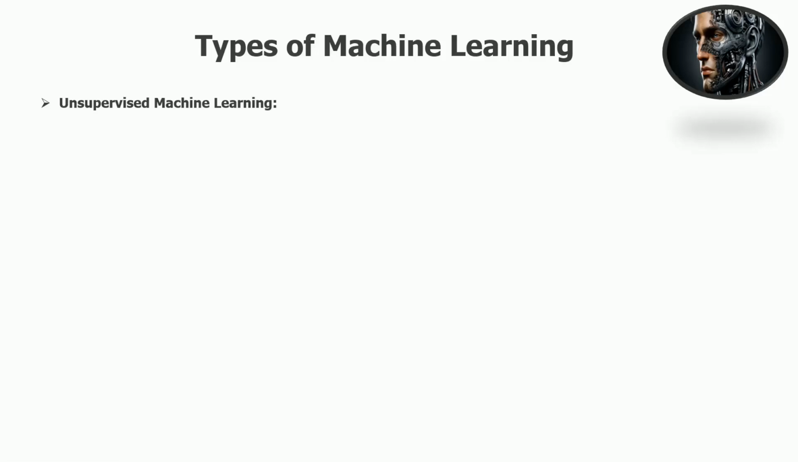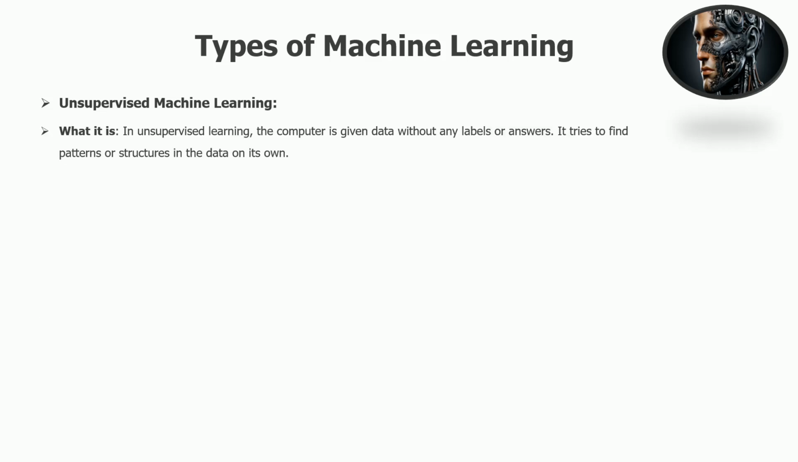Hello everyone. In this lecture, I will discuss another type of machine learning, that is unsupervised machine learning. In unsupervised learning, the computer is given data without any labels or answers. It tries to find patterns or structures in the data on its own. So here basically the machine learning uses the algorithm to find the data with respect to the patterns or structures.